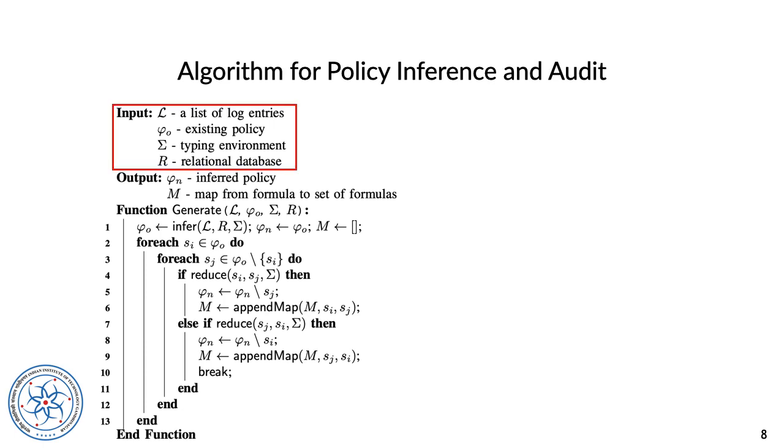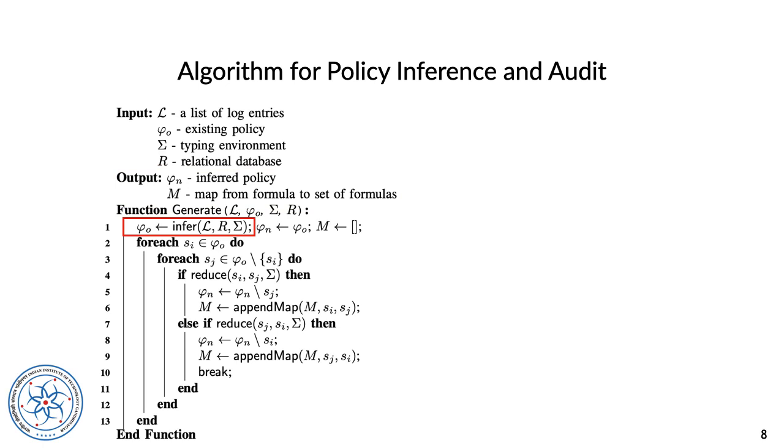So given a list of log entries, an existing policy, a typing environment containing the types of different data items, and a set of relations from the relational database R, the function generate returns the inferred policy and a map M, which is a mapping from a formula to a set of original formulas. We explain its purpose in a bit.